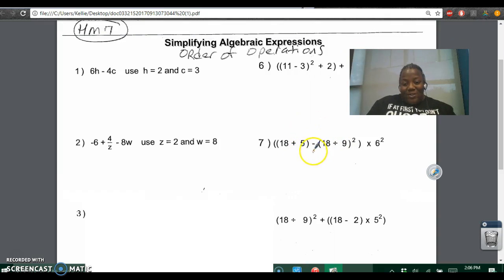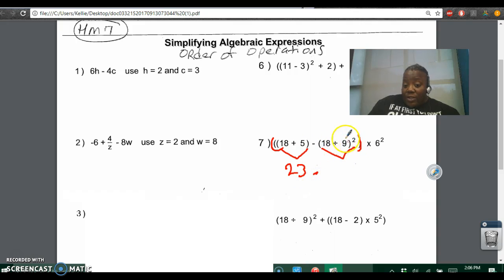You got a lot of parentheses going on here. Okay, so here's your big set. This is your outer parentheses. You got 2 inner parentheses. Let's do these first. 18 plus 5, 18, 19, 20, 22, 23. So that's 23. Bring down your minus sign.